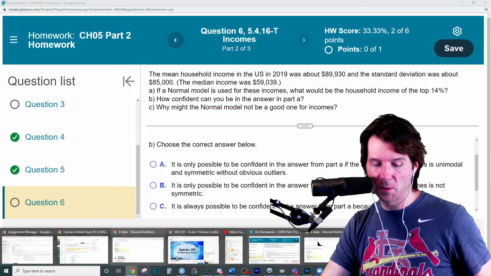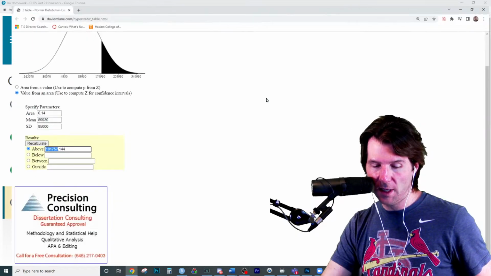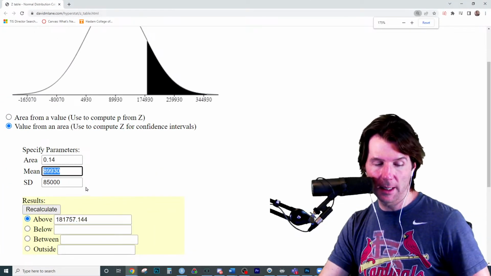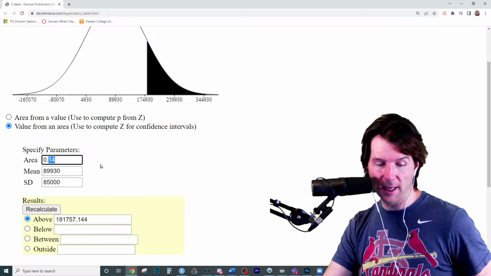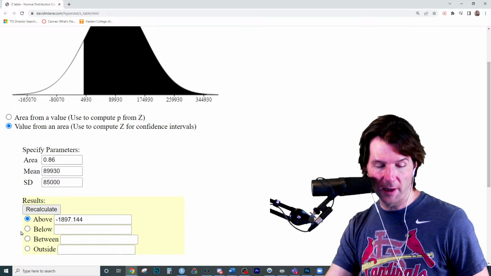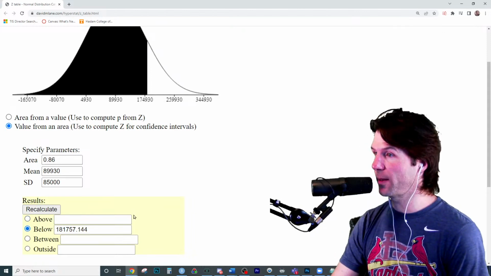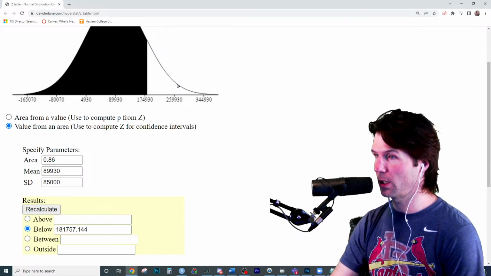Let me just show the screen again with the applet picture. Once again, we are putting in the mean and the standard deviation. This is the top 14%, which is the same as saying the 86th percentile, which would be the area below. Notice how that's still the same answer we just got, which is still the top 14%.